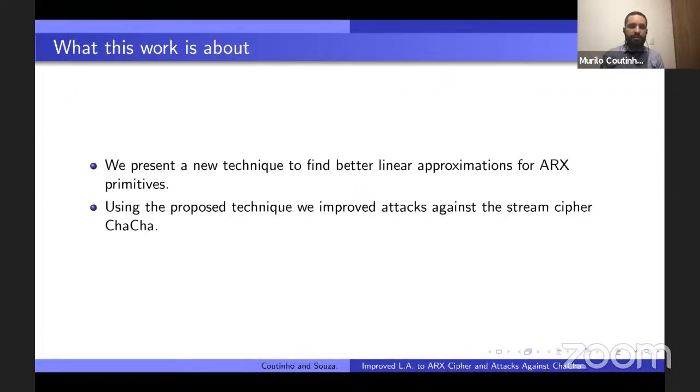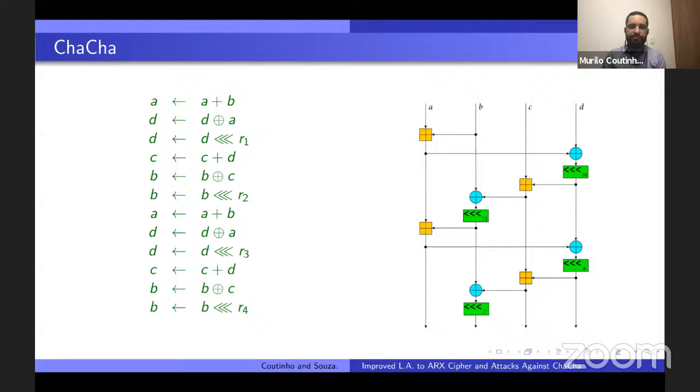In this work, we present a new technique to find better linear approximations to ARX primitives. And using the proposed technique, we improve attacks against the stream cipher Chacha. So ARX stands for addition, rotation, XOR, and is a set of operations that is heavily used in many symmetric primitives, such as the stream cipher Chacha. This slide represents the quarter-round function of the stream cipher.